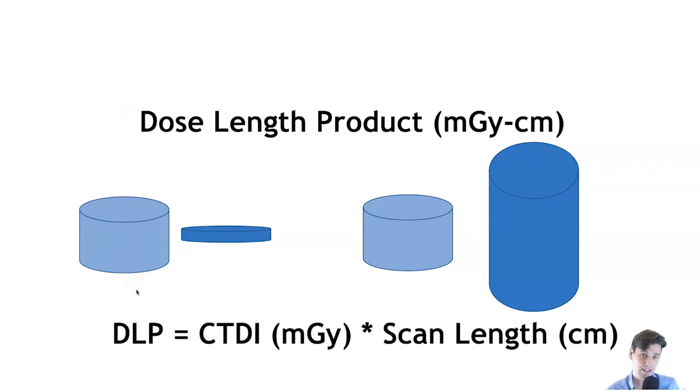And then to calculate the DLP, that's called the dose length product. So we take the dose, multiply it by the length, and we get the dose length product. So you can think of these two scans, a scan of this length and a scan of this length, even if they had the same CTDI, the radiation dose that the patient would receive would be significantly different because there's a longer region exposed, and that is shown in the dose length product. So again, dose length product is just the CTDI in milligray multiplied by the scan length in centimeters.